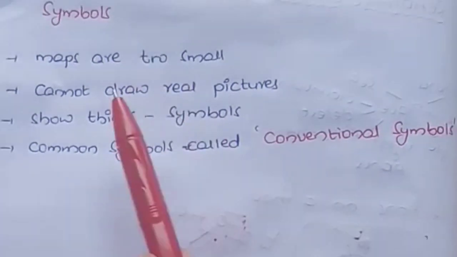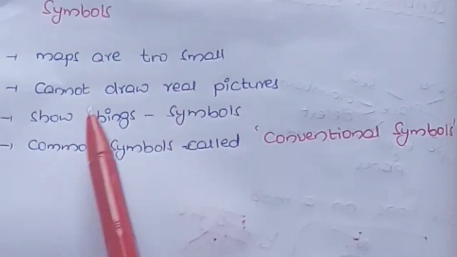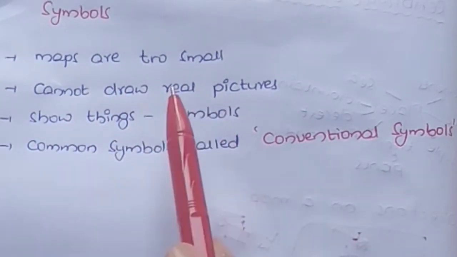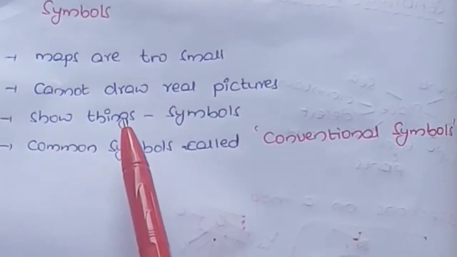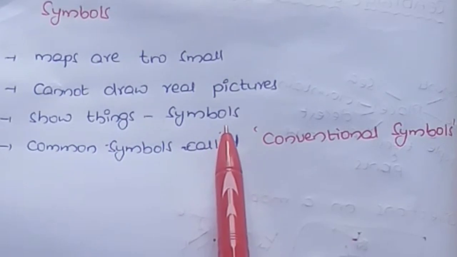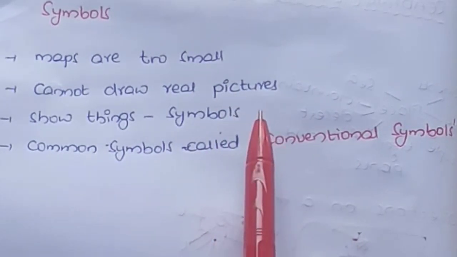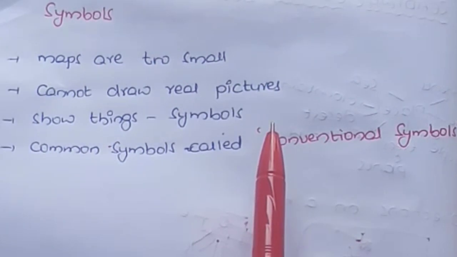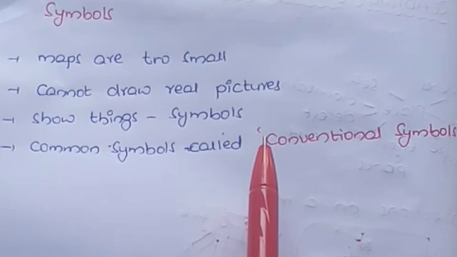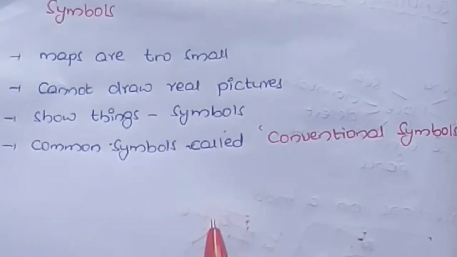And now we are going to discuss maps. We know that maps are too small and we cannot draw real pictures on a map. So instead of real pictures, we show some things in a small size. Those things are nothing but symbols. For example, if you want to draw a house, or any school or station, we cannot draw the actual size on a map. So we reduce the size, or instead we use some symbols to draw on a map.